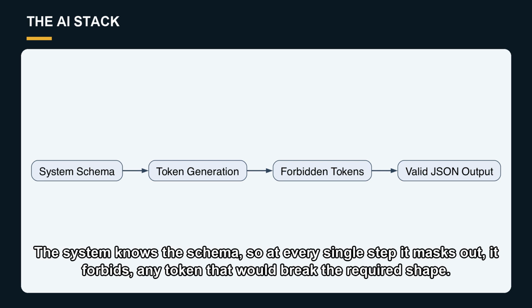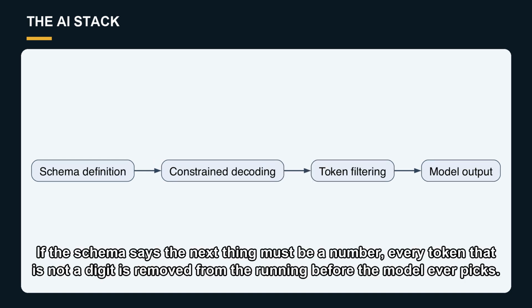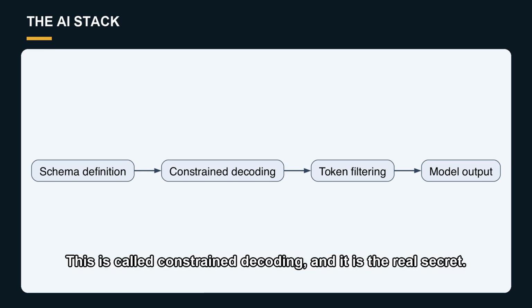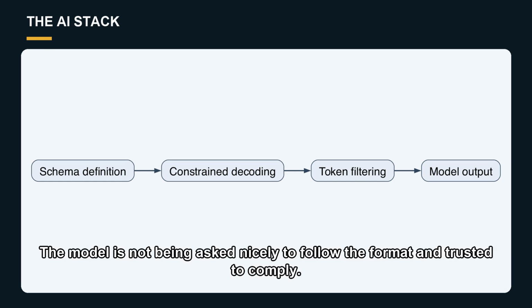The system knows the schema, so at every single step it masks out, it forbids any token that would break the required shape. If the schema says the next thing must be a number, every token that is not a digit is removed from the running before the model ever picks. This is called constrained decoding, and it is the real secret. The model is not being asked nicely to follow the format and trusted to comply.